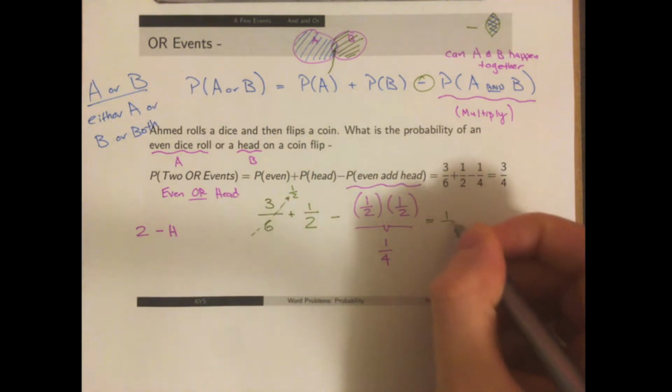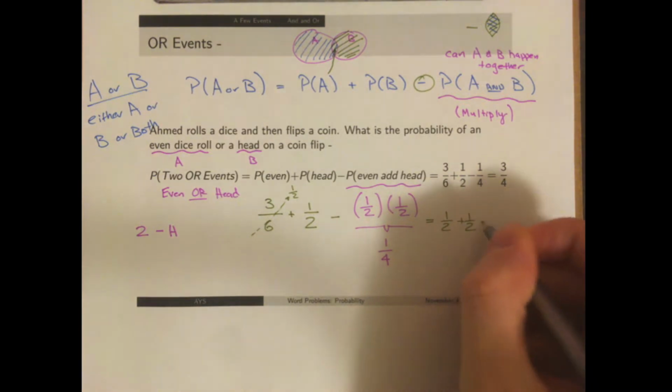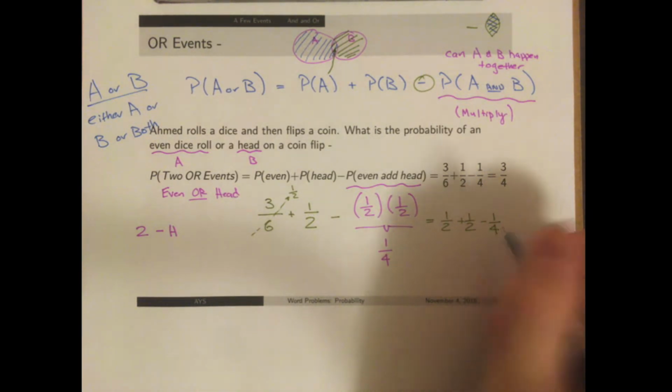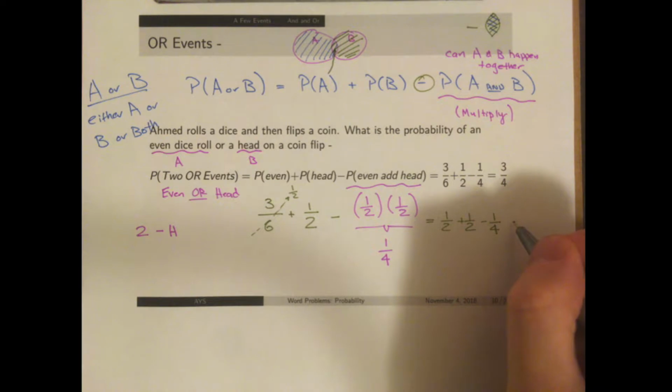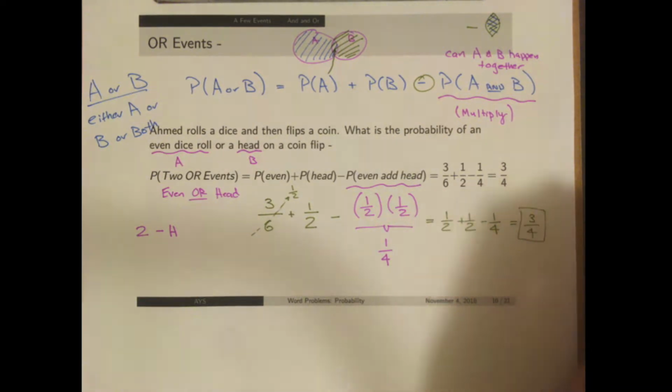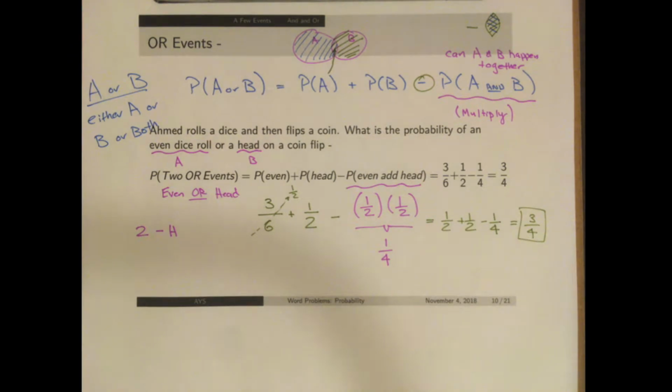So I get 1/2 plus 1/2 minus 1/4. 1/2 plus 1/2 is 1, minus 1/4 equals 3/4. So why did I subtract off even and heads? Because they can happen at the same time.